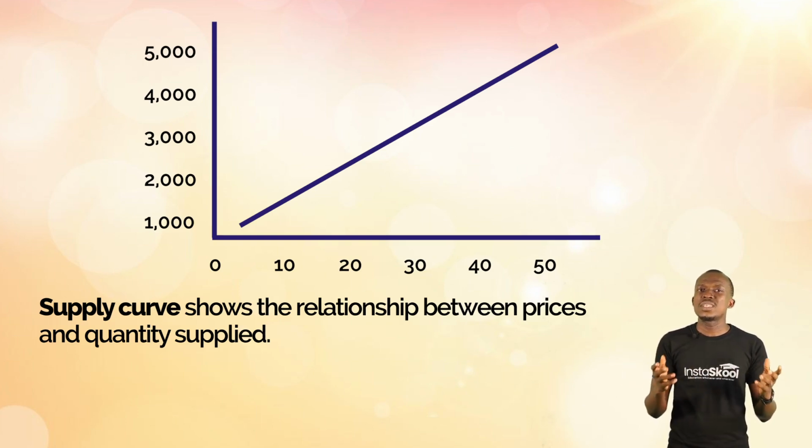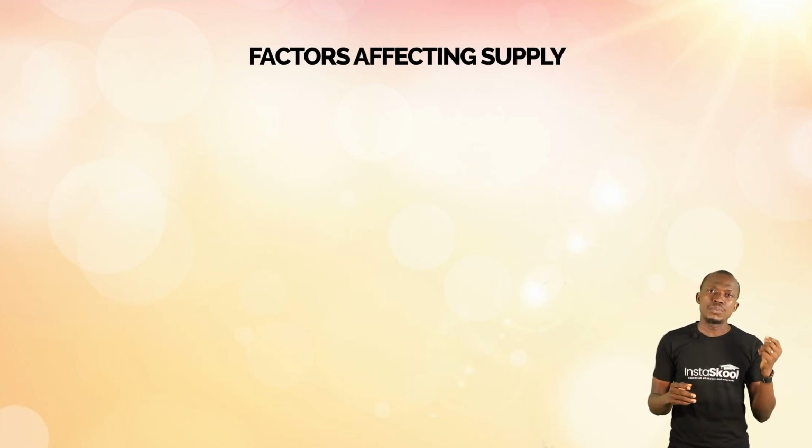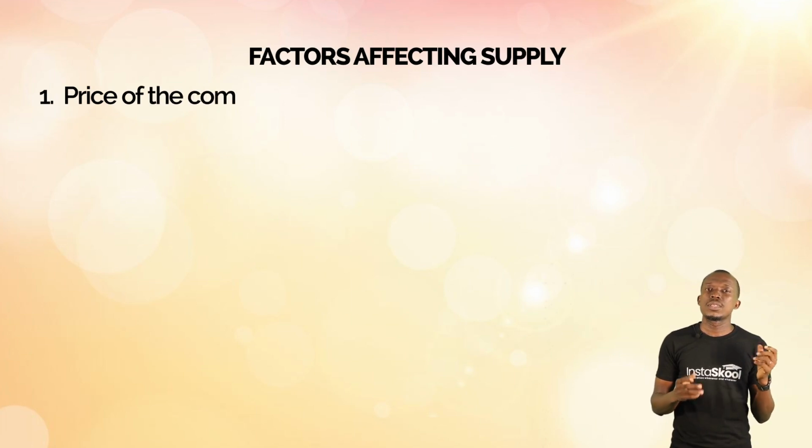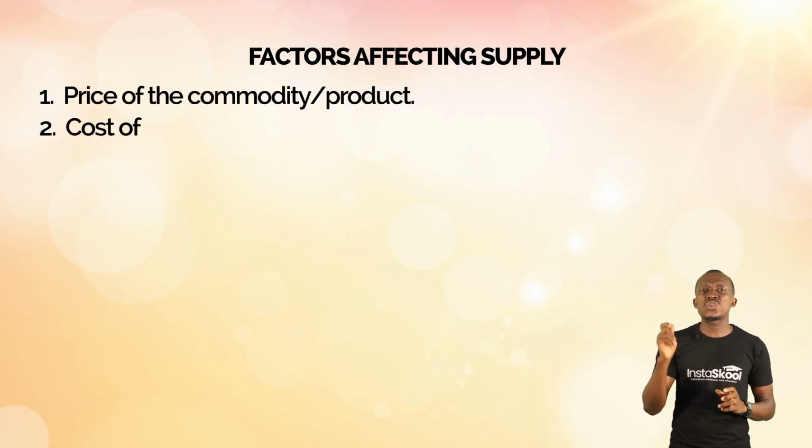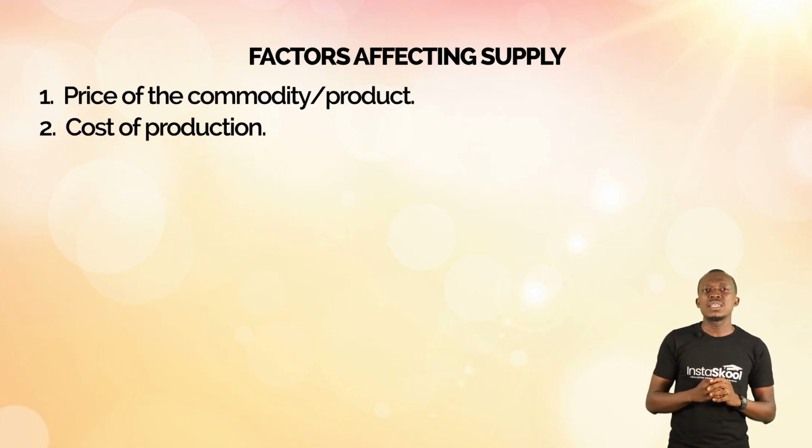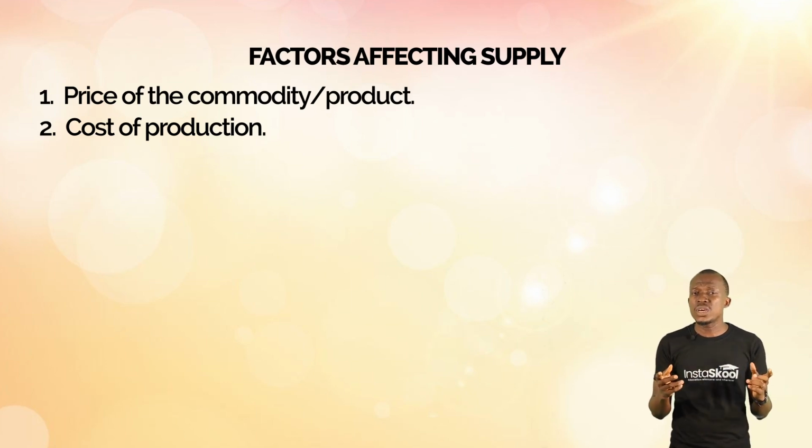Some factors that affect supply include the price of the product. Second is the cost of production. The amount that is spent in the production process determines how much a producer or seller is able to offer for sale.